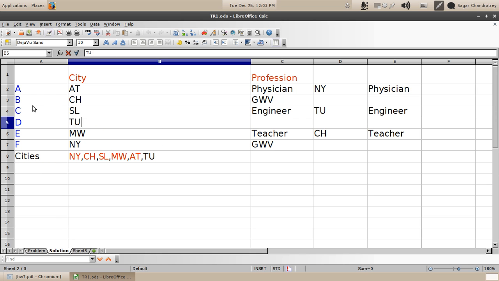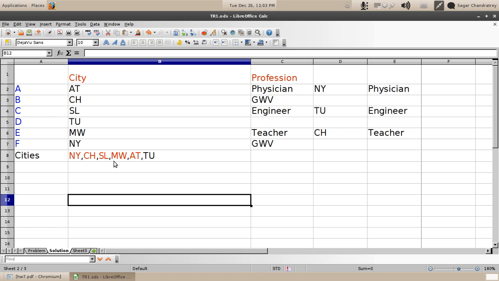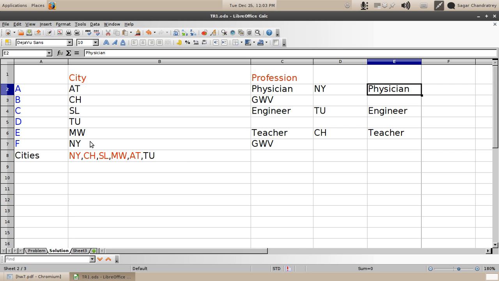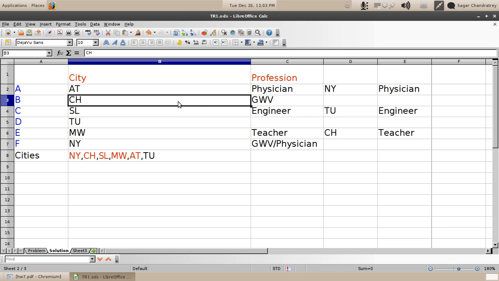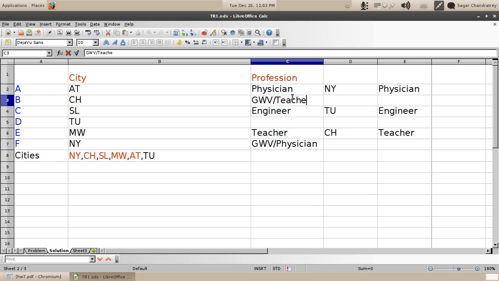Right. So now we have the cities in place. Now let us go to the professions. The person from New York is a physician. So here we have New York. This person's background is that he is a Gulf War veteran, but he is a physician as well. Now Chicago and teacher: the person from Chicago is a teacher as well. So this is a teacher. And the person from Tulsa is an engineer. So we have an engineer here. So now we have this entire piece of information. Now we would be able to answer the questions which are based on this.